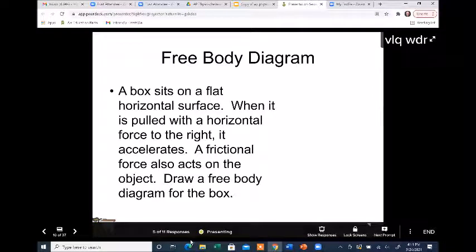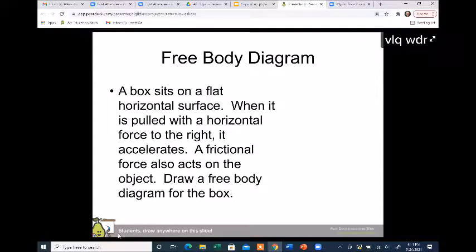Can I have the code for the Pear Deck? Yeah, so it's up in the upper right-hand corner of the screen, VLQWDR.